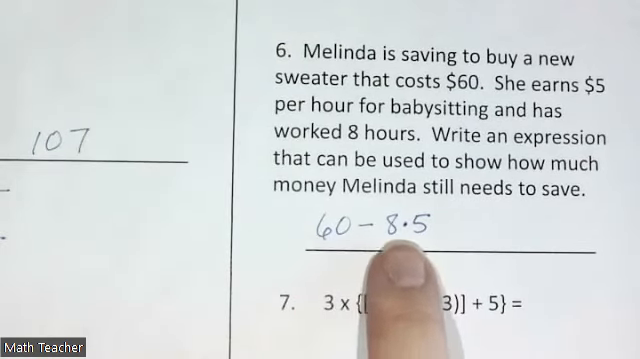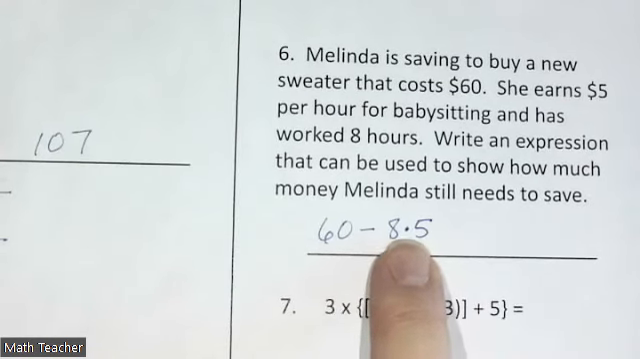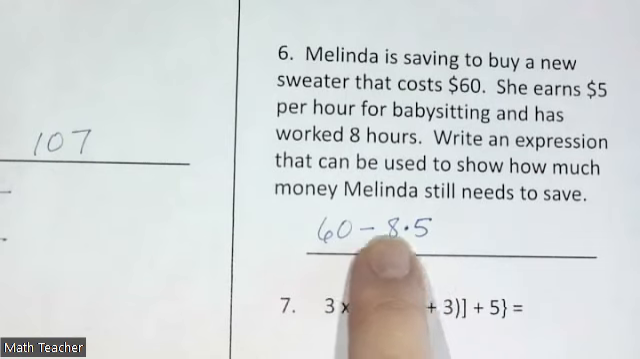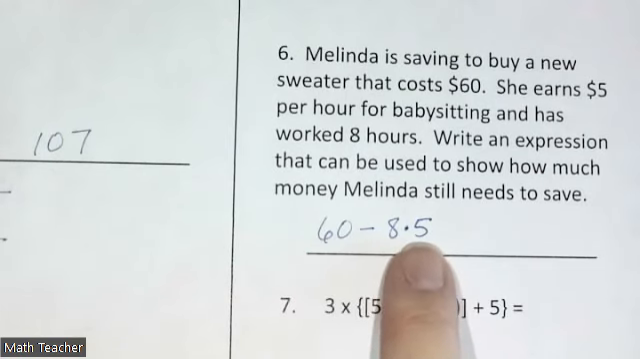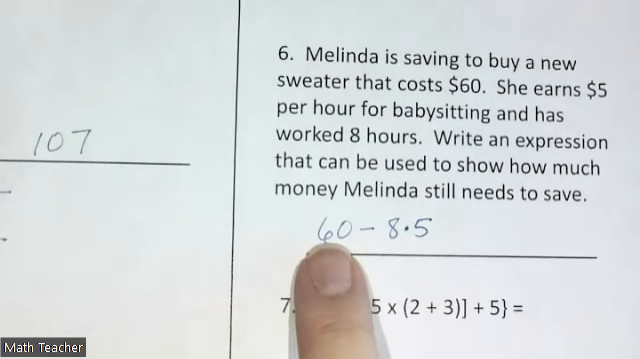If we did solve it, we would do the multiplication first because that'll tell us how much money she has already earned. And our order of operations tells us that we need to do the multiplication before subtraction. So 8 times 5 is 40, and $60 minus 40 would be $20. So she would still have $20 left to earn.